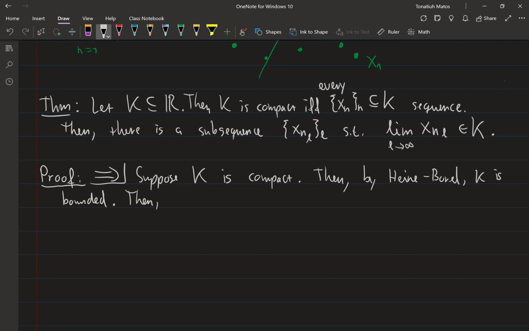Then using the Bolzano-Weierstrass theorem, it's bounded, so the sequence has a convergent subsequence. But the limit might not be inside K. However, it will be inside K because K is not just bounded, but also closed. So we do need those two properties.